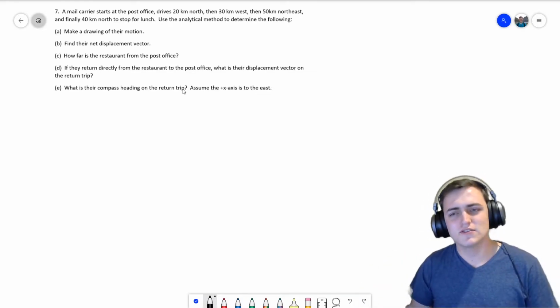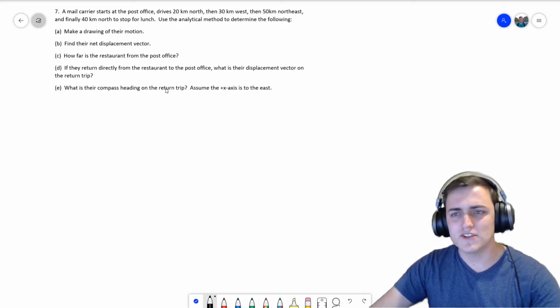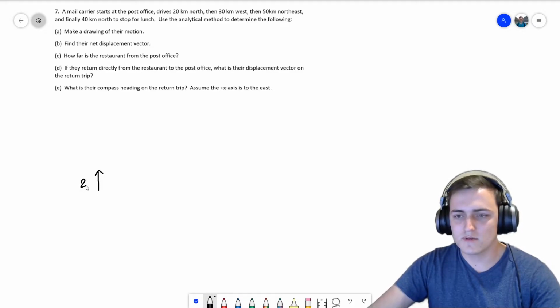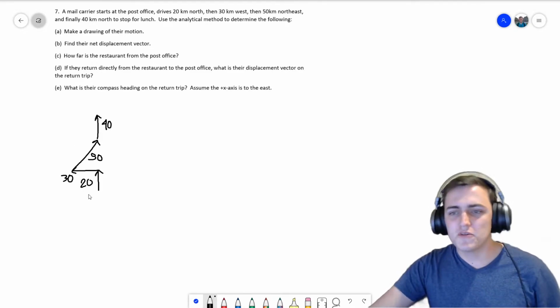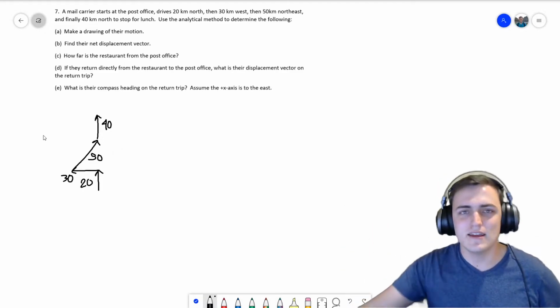So we're just working with vectors, doing some addition and subtraction, and we're introducing the idea of displacement. So we know he drives 20 kilometers north. Then he travels 30 west, 50 kilometers northeast, and then 40 kilometers north. So make a drawing of their motion. Well, here we have a drawing which represents the path that they are taking.